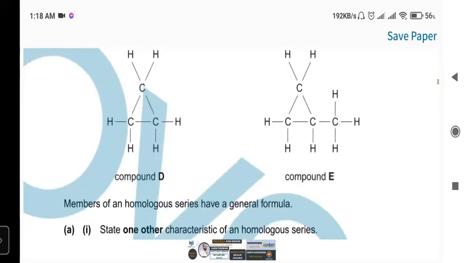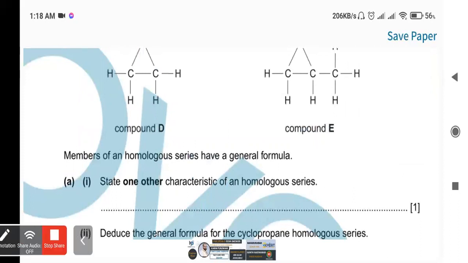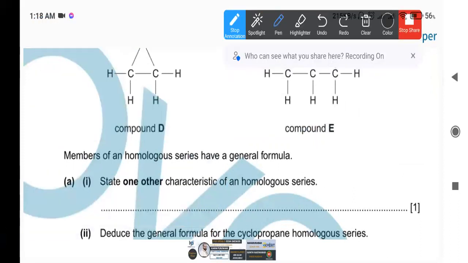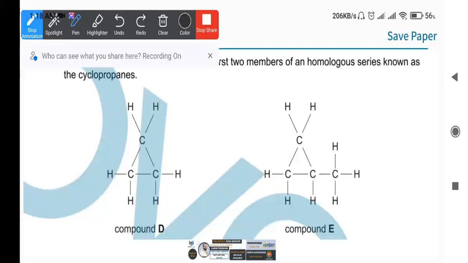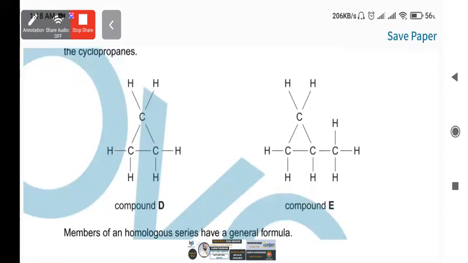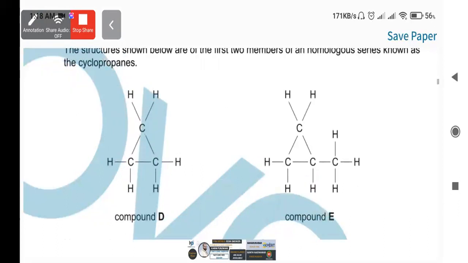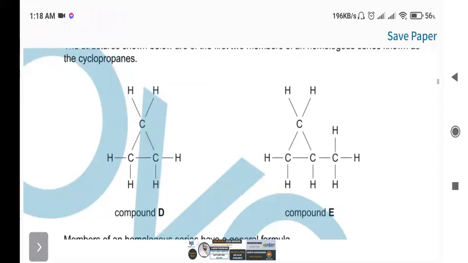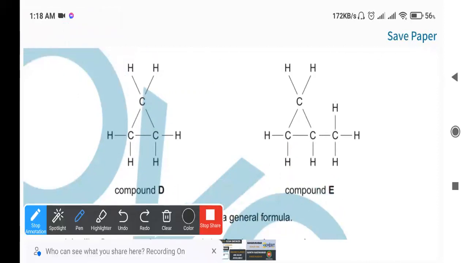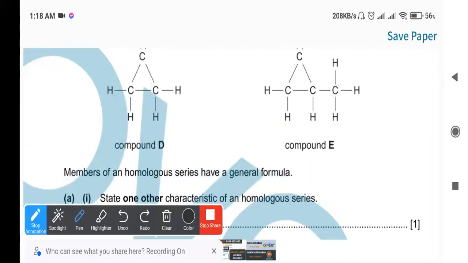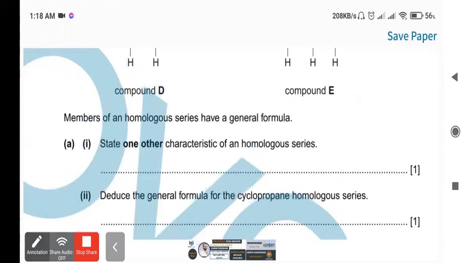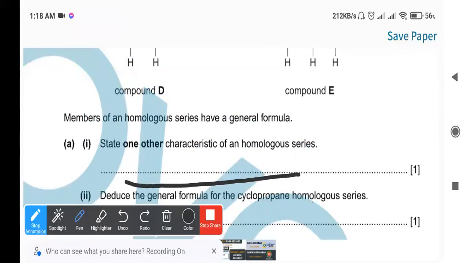Okay. So here they have asked about the characteristics of homologous series. So these are some sort of cyclic compounds, and they are all homologous series. Why are they homologous series? Let's look at the basic criteria. One member would differ from the next member by a CH2. They have the same general formula, okay? And one other characteristic is that one member would differ from the next member by a CH2.